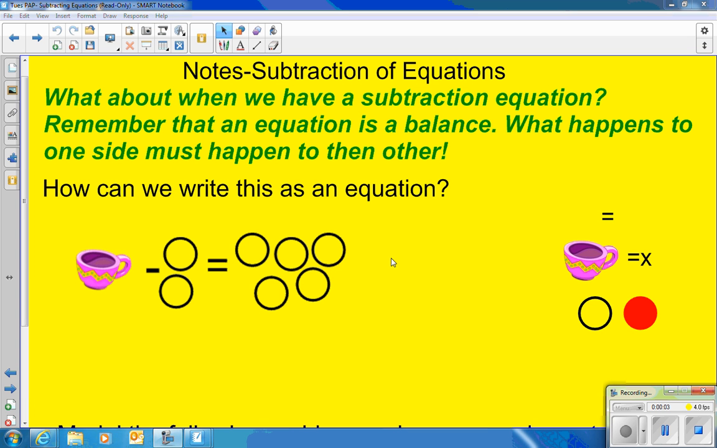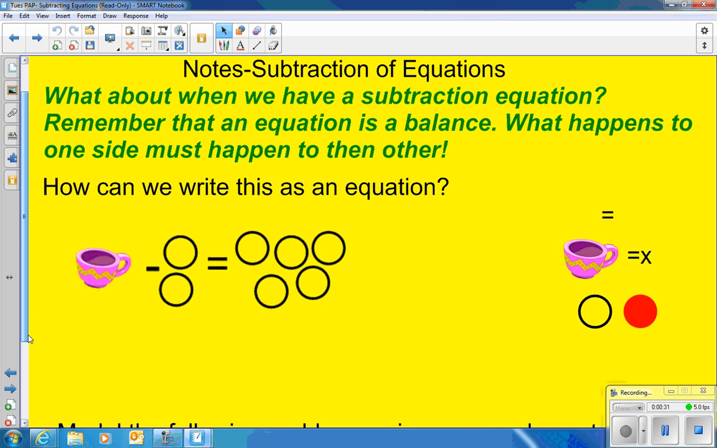This lesson is over subtraction of equations, or subtraction equations in general. So when we talked yesterday about addition equations, today we're looking at subtraction. If we used inverse operations to get rid of addition, and the inverse operation of addition was subtraction, then we're going to use inverse operations to get rid of subtraction as well. And the inverse operation of subtraction is addition.